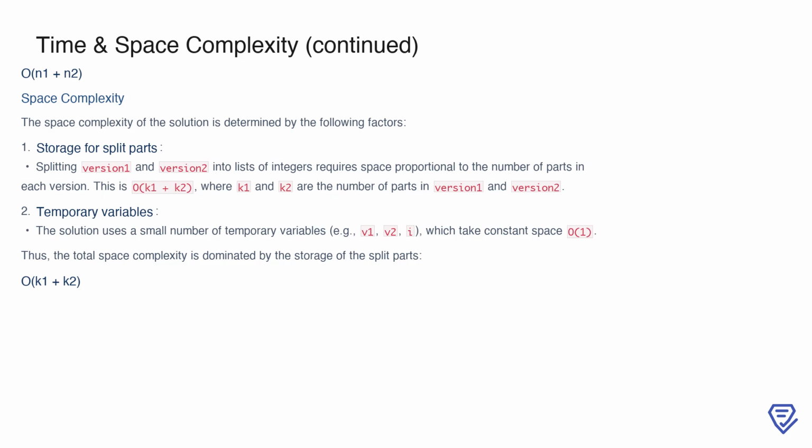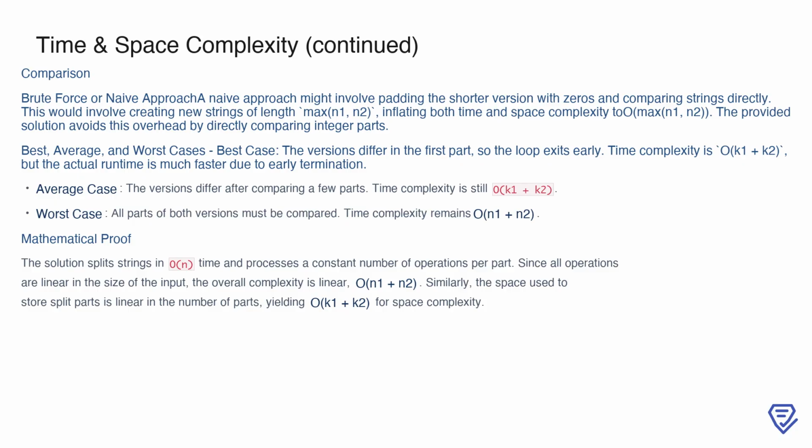Beyond this, the solution uses a small number of temporary variables, such as those needed to hold individual parts during comparisons, which take constant space, O(1). As a result, the total space complexity is dominated by the storage for the split parts, resulting in O(k1 + k2). When comparing this approach to a brute force or naive method, we can see significant improvements.